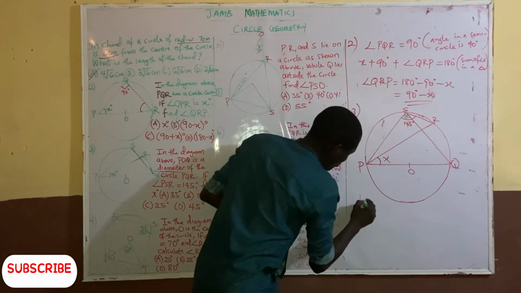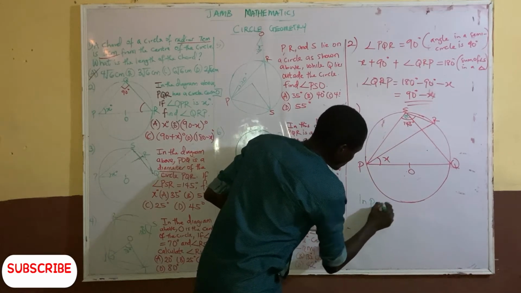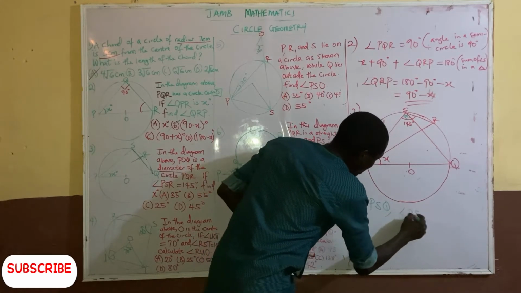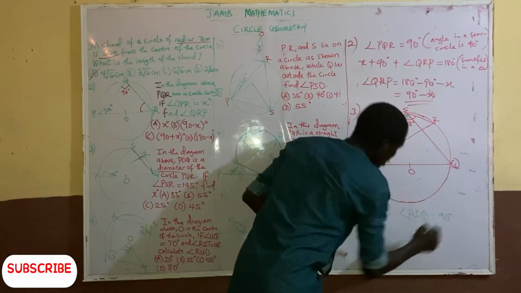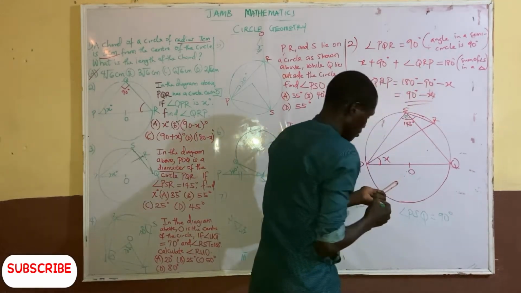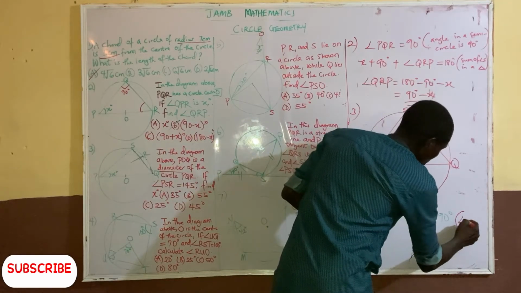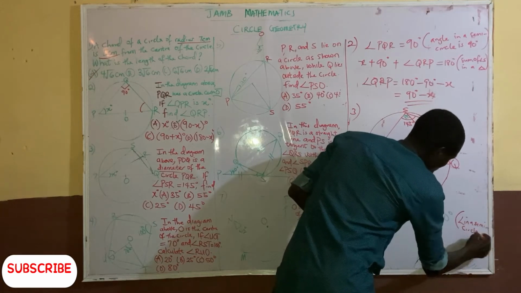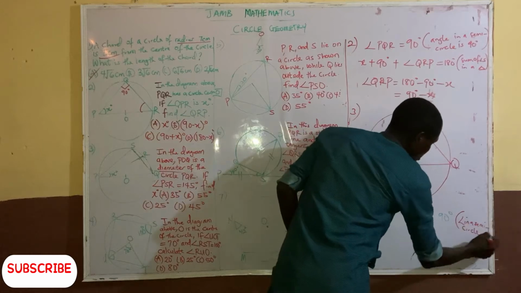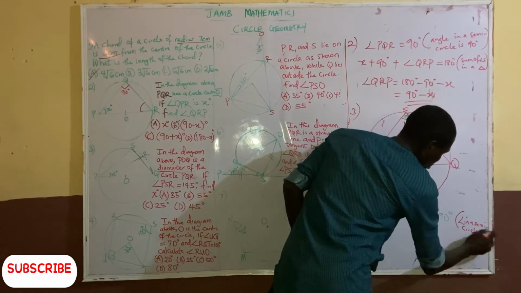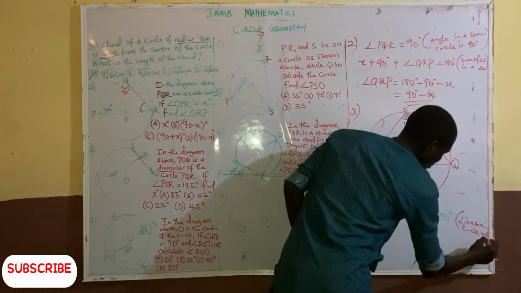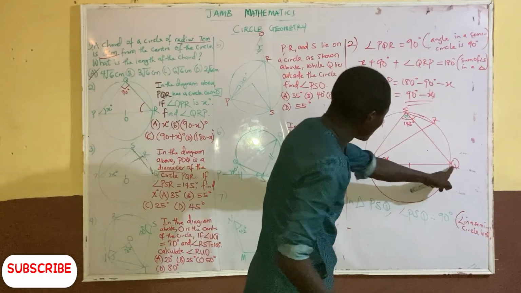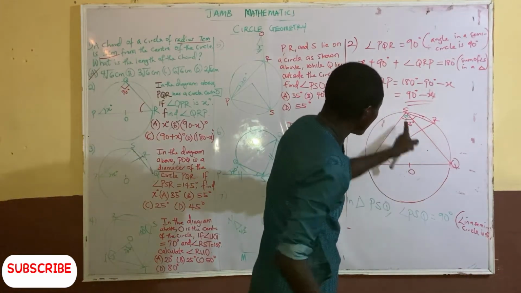In triangle PSQ, angle PSQ is equal to 90 degrees. Why? Angle in a semicircle is equal to 90 degrees. So angle in a semicircle is 90 degrees. So angle PSQ is 90 degrees, as you can see here.